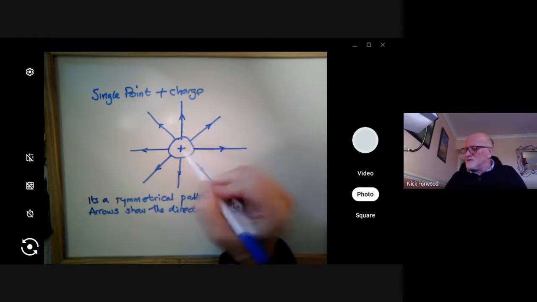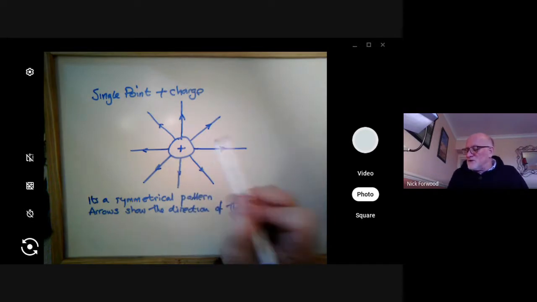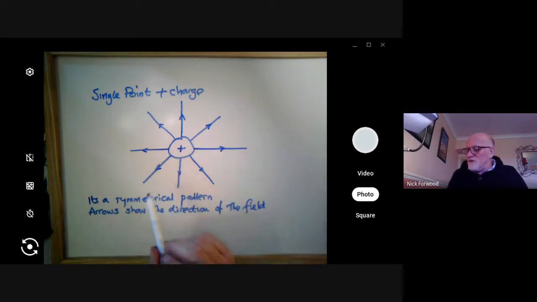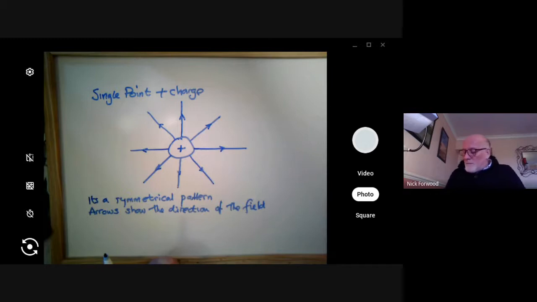And in this case, the shape is just straight lines. This actually exists in 3 dimensions. So if you had a positive particle suspended in space, you'd see these lines coming out in all directions. So the arrows show the direction, and the field lines show you where the field is. And there are some rules for all field patterns. The rules are: field lines do not cross.